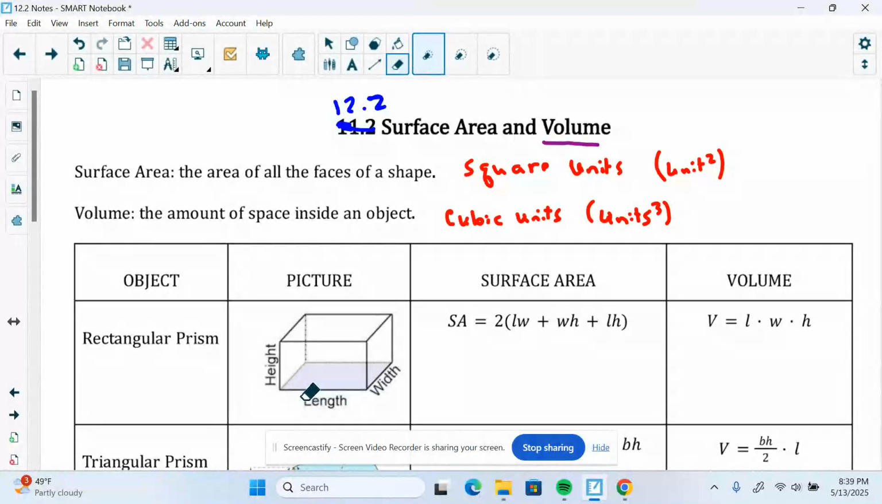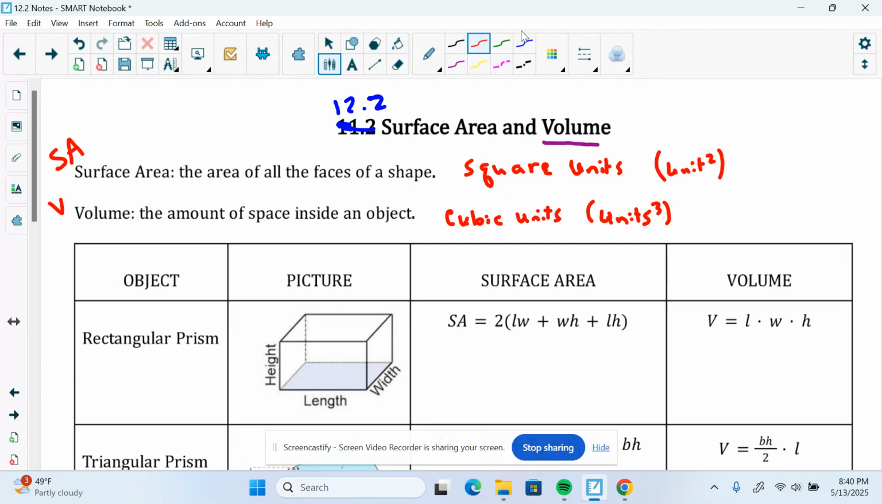Welcome. In this section we are going to talk about surface area and volume of some three-dimensional shapes. We will use SA for surface area. We will use V for volume. Surface area is the sum of the areas of all the faces of this three-dimensional shape, and the volume is the amount of space inside the shape, inside the object.